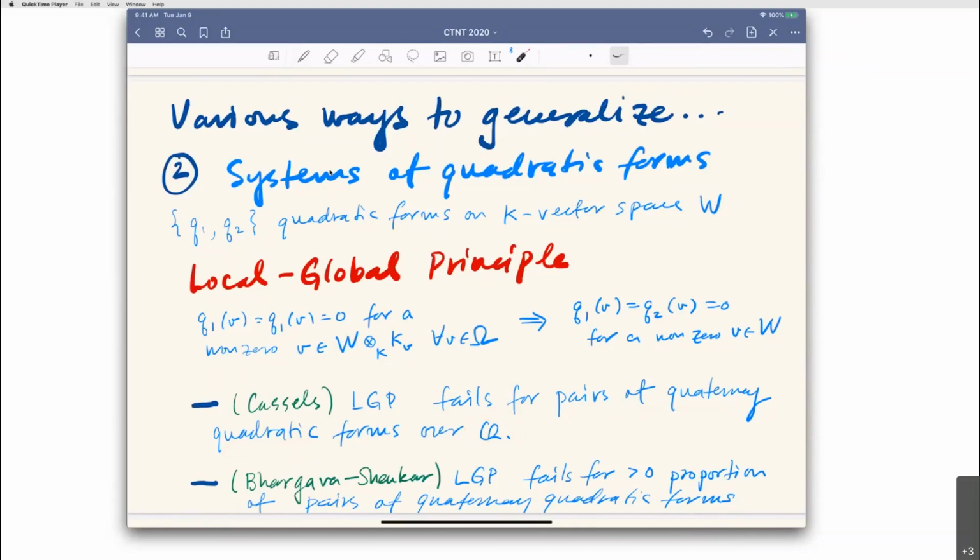And one nice statement, there's not just some examples out there, but in fact you can take some work of Bhargava and Shankar on the 4-Selmer groups of elliptic curves, and from that deduce that the local global principle in fact fails for a positive proportion of pairs of quaternary quadratic forms. So this is not just something that happens very randomly.